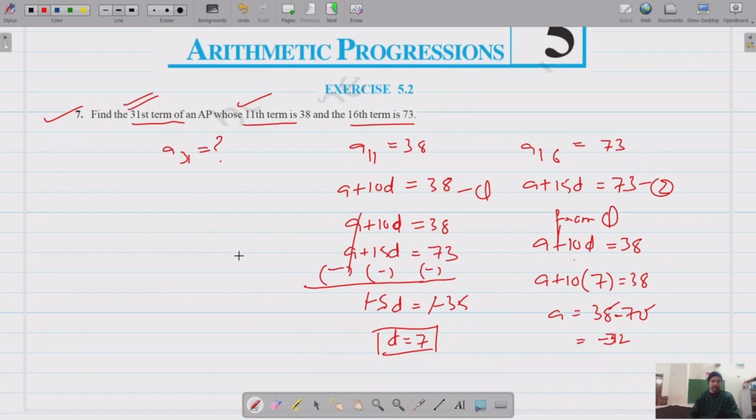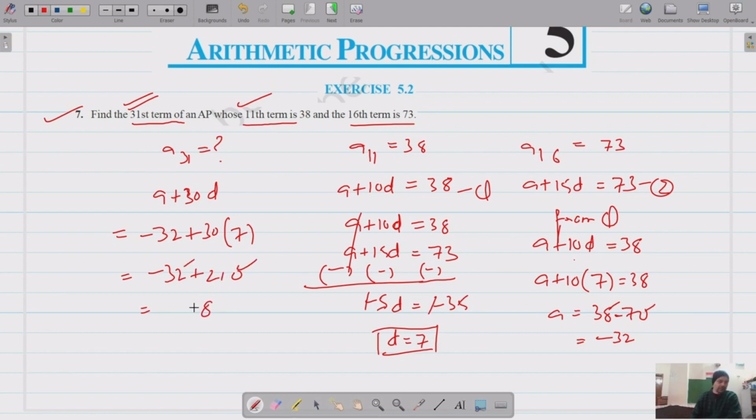And we have to find the 31st term. So the 31st term is a plus 30d, where a is minus 32. So this is minus 32 plus 30 into d, where d is 7. So this gives us minus 32 plus 210, which is 178. So our 31st term is 178.